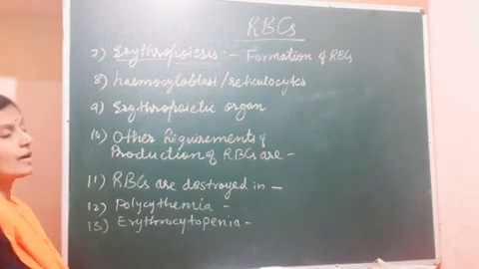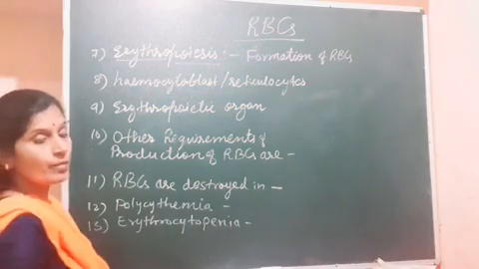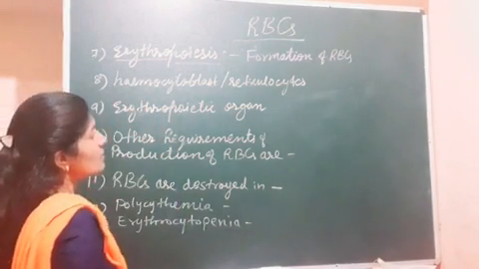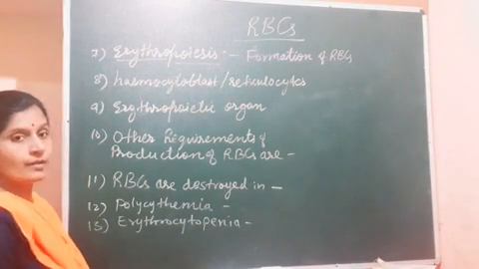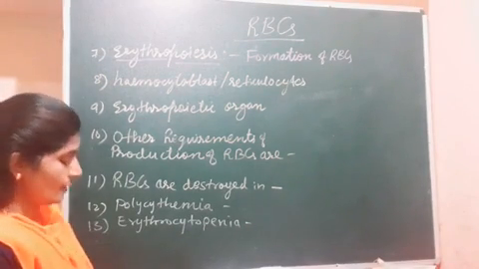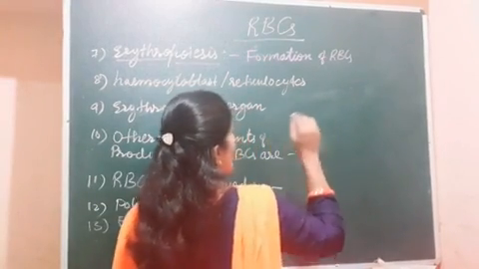So where are the RBCs formed? RBCs are formed in the red bone marrow. Here, hemocytoblast or reticulocytes. These are the cells that are produced during the formation of RBCs. So here, RBCs are formed in the bone marrow.